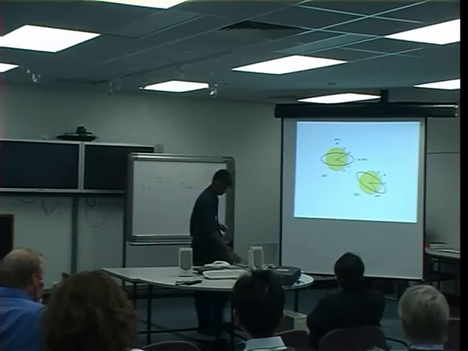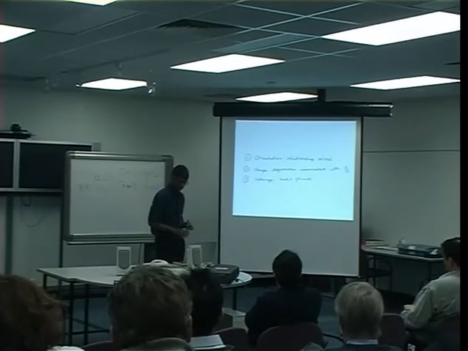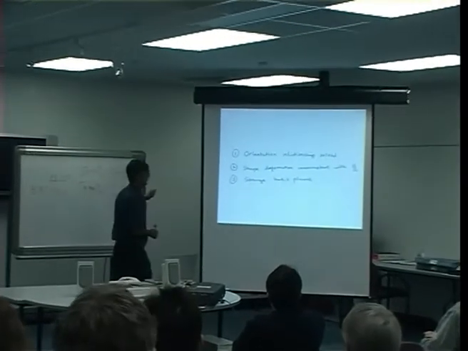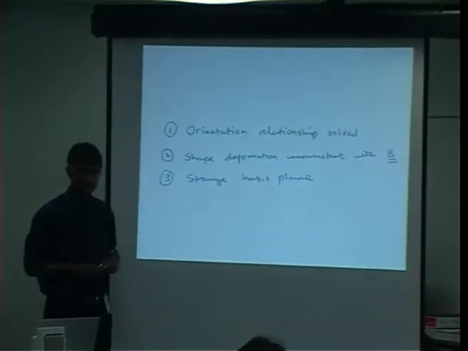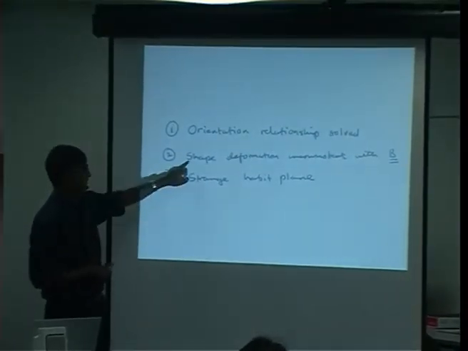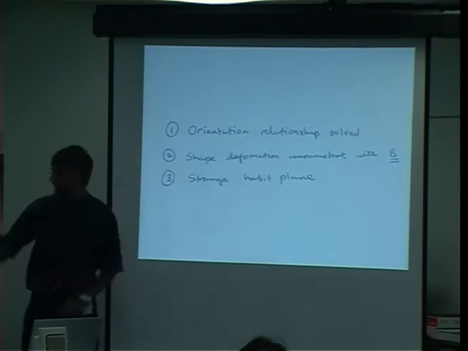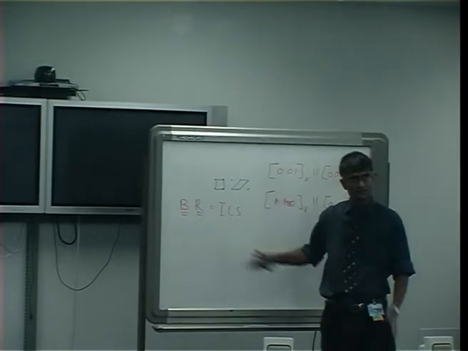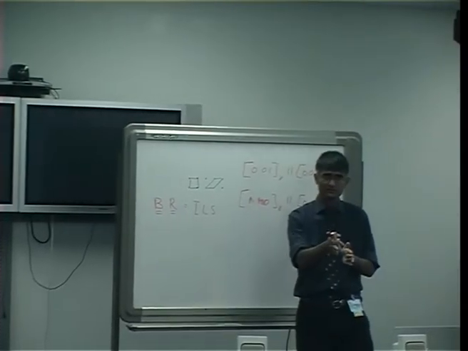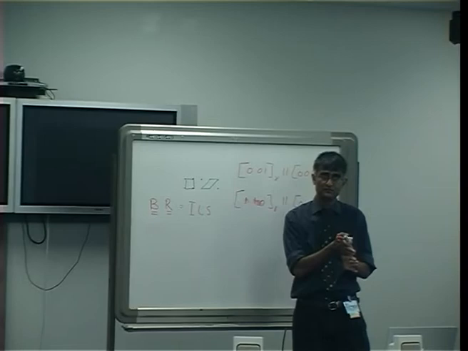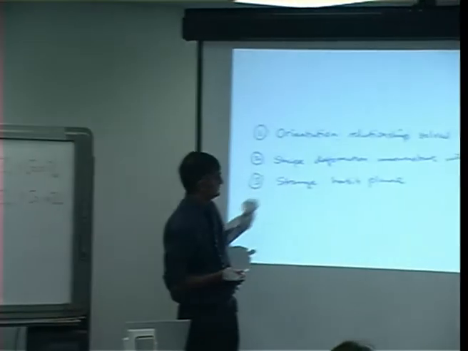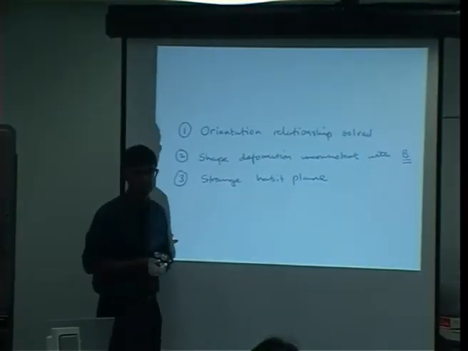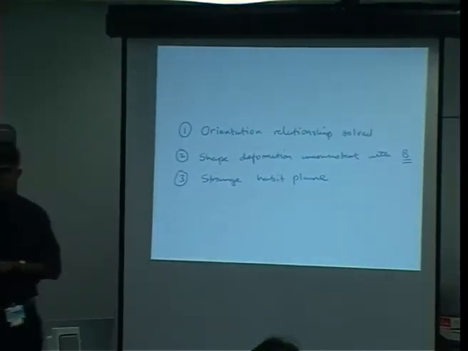Okay, so let's go on to this summary. The orientation relationship is solved, and that applies to any martensitic transformation. But the shape deformation is inconsistent with this, because this is only an invariant line strain, whereas what we observe macroscopically is like a shear on a plane which is unchanged. So we haven't answered that inconsistency, and we haven't explained the fact that the habit planes are strange.